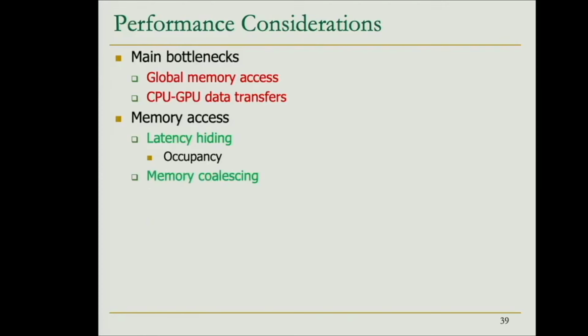We will first talk about the concept of occupancy, which is very important for the latency hiding mechanism that the GPU has. This latency hiding mechanism is based on the fine-grained multi-threaded architecture of the GPU. And then also an important consideration is how we access the memory. We need to have coalesced memory accesses. We will see what this means. And then we will also see how to use the shared memory that we have.